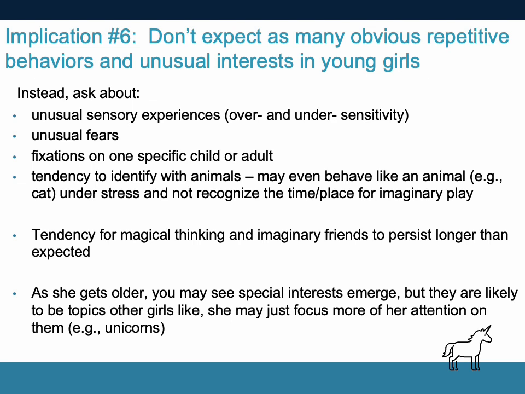Could be other animals, of course, and it's very interesting to consider, does that mean that animals could be a fruitful therapeutic agent for many girls on the spectrum? I would argue quite possibly yes. And particularly anything that encourages that kind of interest is something you want to capitalize on in intervention. So instead of looking for lining up toys, we might want to think about things like a tendency for magical thinking and imaginary friends, and for those things to last longer across development than you might expect.